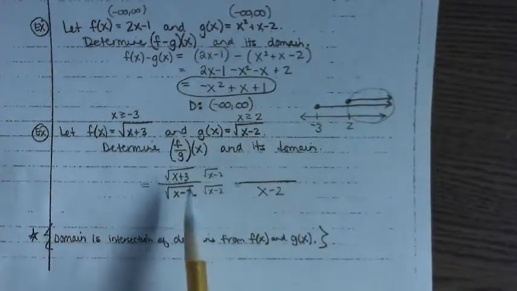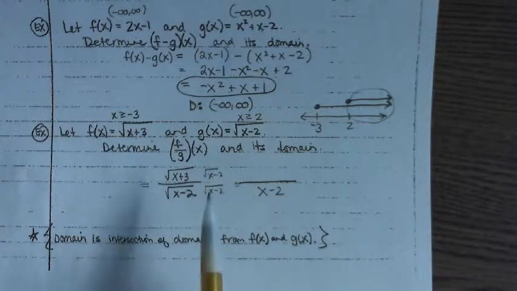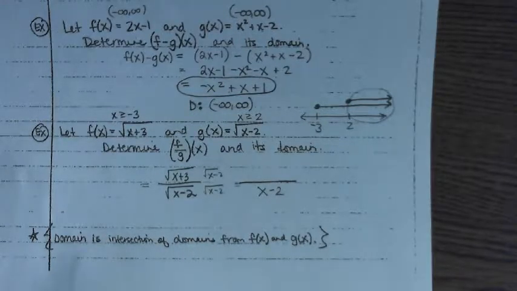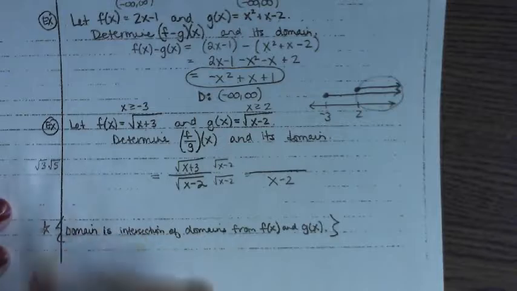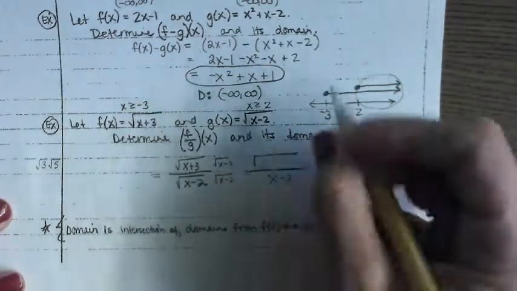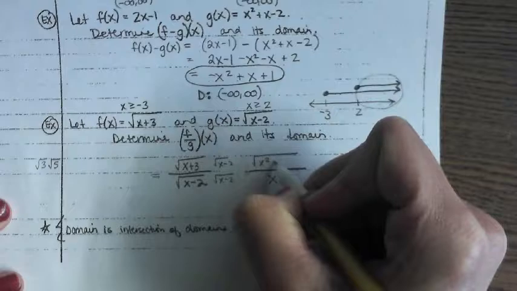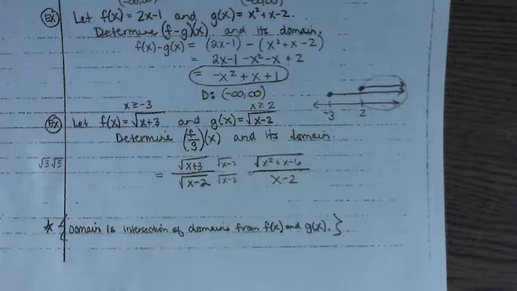What do we do with that numerator? Root x plus 3 times root x minus 2. Can we FOIL it? What do you think about that? What do you do with like root 3 times root 5? Do you multiply them? So do you think FOILing here would work? Like making it root x squared plus x minus 6? What do you think?